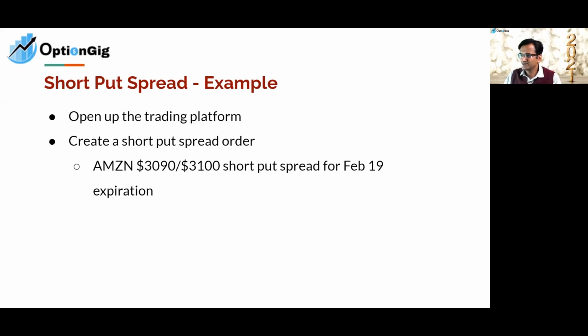Okay, any questions? A question says, if stock goes down, you do get stock assigned. In this case, yes, you will get it assigned at 3,100, but then you can also exercise your long put option to sell it at 3,090. That is why your maximum risk is limited to the width of the spread minus the amount of premium which you've already received. Right?